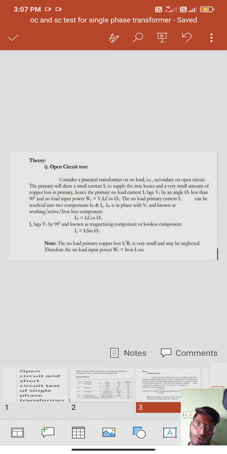Then the no load primary current I0 can be resolved into two components, Iw and I mu. Iw is in phase with V1 and is known as the working or active iron loss component. I mu lags V1 by 90 degrees and is known as the magnetizing component or lossless component. I mu equals I0 sin theta. Note that the no load primary copper loss I square R1 is very small and may be neglected. Therefore, the no load input power W0 equals the iron loss.